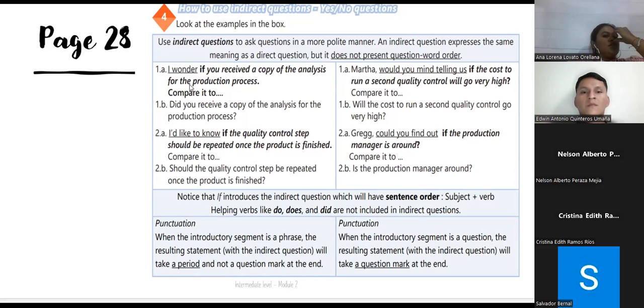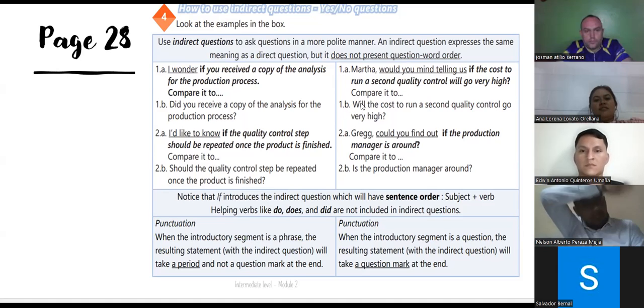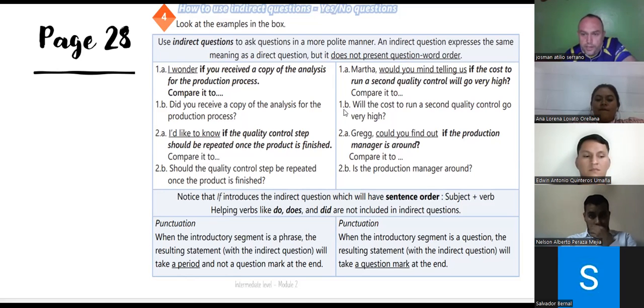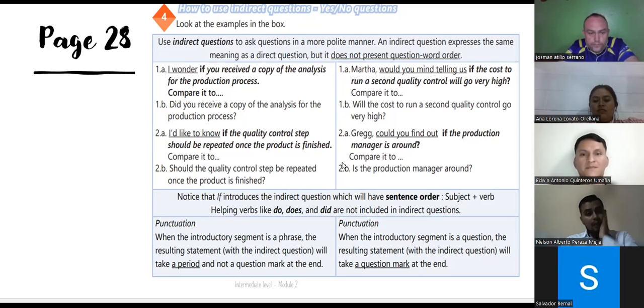Okay, here we see the direct questions, right? These are direct questions. And also 1A and 1B are direct questions. They have an auxiliary at the beginning, right? Each of those has an auxiliary at the beginning. So please, Hosman, 1A and 1B. Marta, what you mean, Charlene, is if the cost to run a second quality control will go very high. Compare it to: Will the cost to run a second quality control go very high? Right, thank you very much. Now, numbers 2A and 2B, please, Edwin.